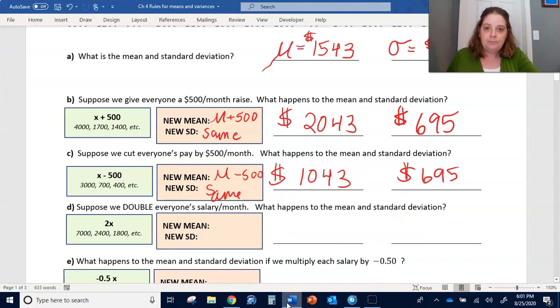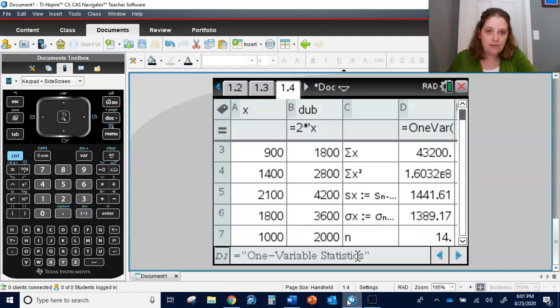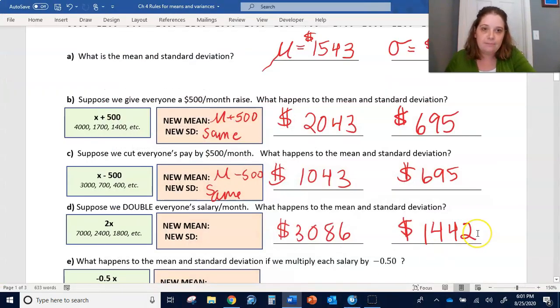All right, so my new mean when I doubled everyone's salary is now 3,086, and my standard deviation is 1,442. I believe. Let me double check that number, because is that right? Nope, not 1389. Looks like I have a mistake. 1389. Let me fix that.